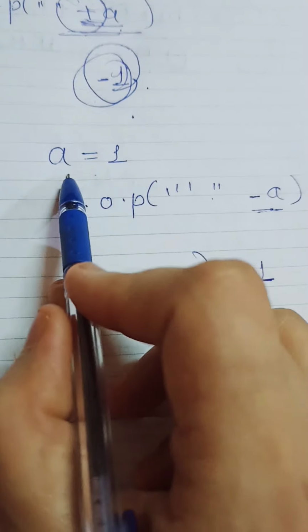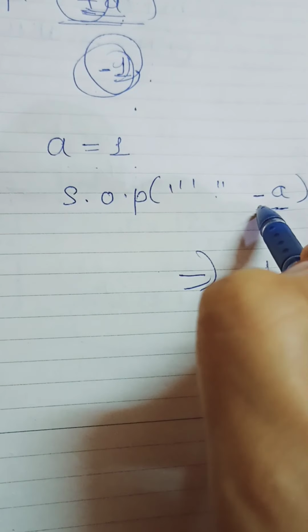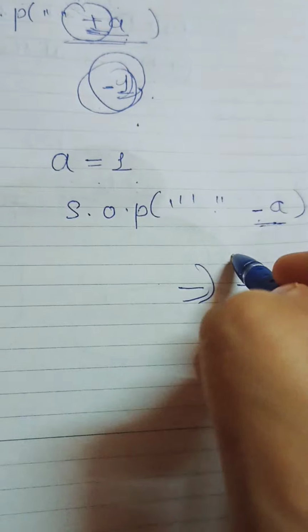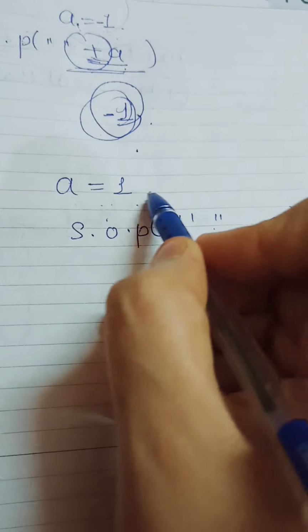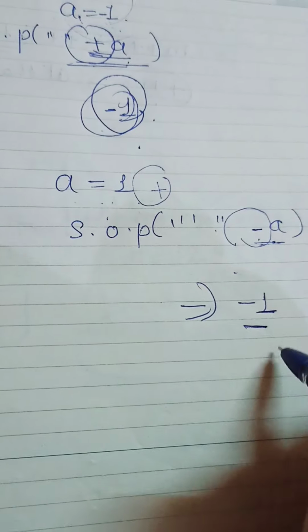Why? Because the value of A was 1, and because I have added this unary minus operator, my output is coming minus 1. Why? Because it is changing the sign. Earlier the sign of A was positive, and because I have used this unary minus operator, the sign is changed.